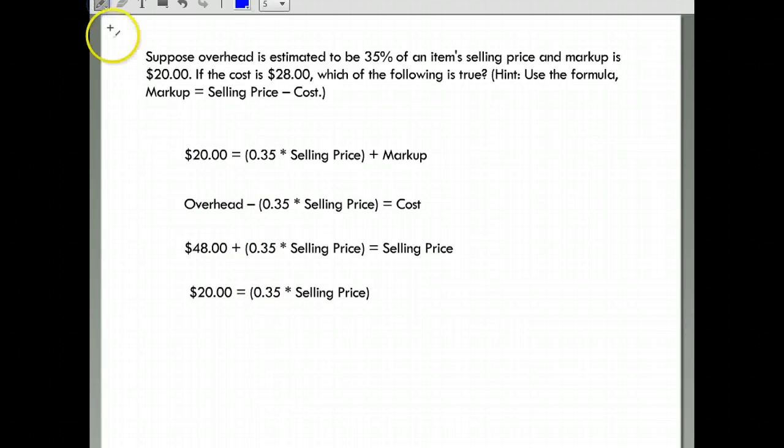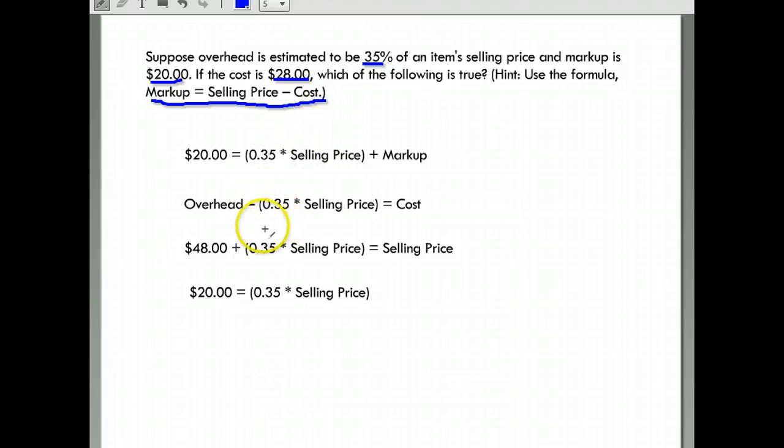Okay, so let's take a look at this problem. On this problem, I'm suggesting that their hint probably wasn't the most helpful hint in the world. Okay, so let's take a look at what information we have. Suppose the overhead is 35% of the selling price of an item. The markup is $20 and the cost is $28.